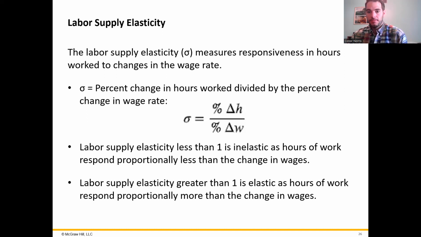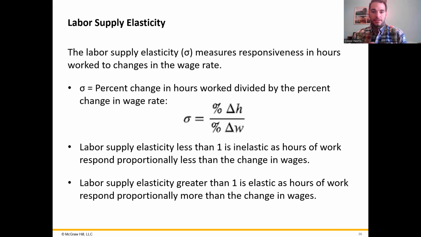So we use the concept of elasticity in economics. Elasticity is basically just the responsiveness in one variable to the change in another variable. So in this case, the elasticity of labor supply measures the responsiveness in hours worked to changes in the wage rate. So if something is elastic, we say that it's responsive to a change. And if it's inelastic, then it's not responsive to a change.